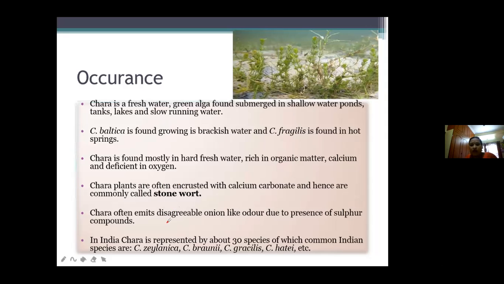Next one, Chara emits a disagreeable or onion-like odor, and where sulfur compounds or phosphate compounds are present, Chara is totally absent. These are the Chara species names. Here you should remember at least 2 or 3: Chara zeylanica, Chara braunii, Chara gracilis and Chara haitensis. These are the species names.